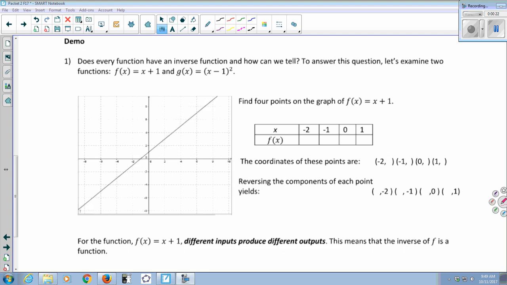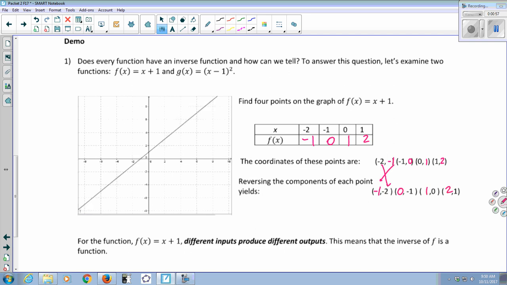So if you plug a -2 into f of x, -2 plus 1 is -1, -1 plus 1 is 0, 0 plus 1 is 1, 1 plus 1 is 2. So the coordinates of these points would be (-2, -1), (-1, 0), (0, 1), and (1, 2). If you reverse the components of each point, so make your x the y and the y the x, this -2 becomes the y, this -1 becomes the x. We're just switching the roles here.